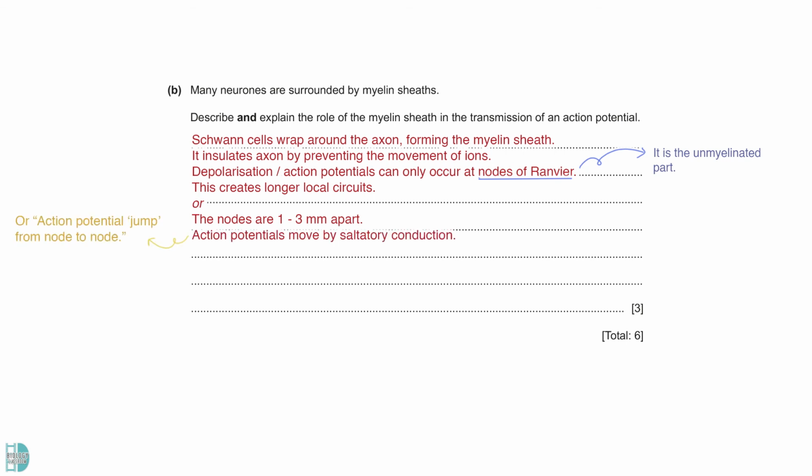Action potentials move by saltatory conduction. You can also say that it jumps from node to node. The transmission speed is faster than an unmyelinated axon, which is at 100 meters per second.